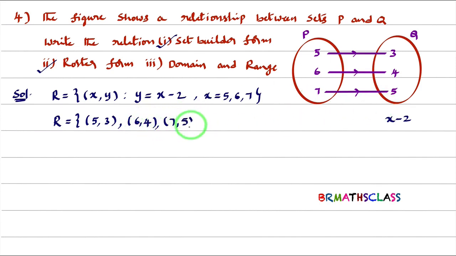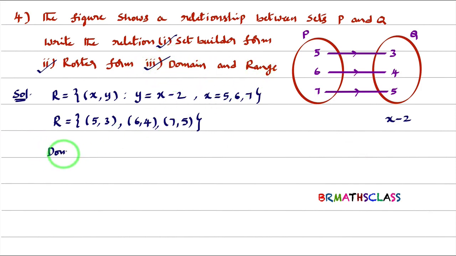In this, how many elements are there in this relation? 3 elements are there. Okay. So I have written this relation in roster form. Writing it in roster form is very easy. Now, the second bit is completed. Now, you see this third bit, domain and range.